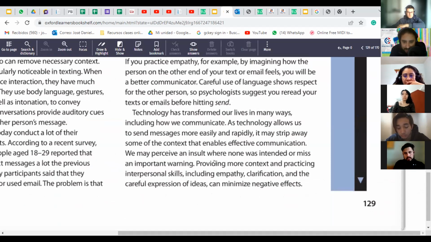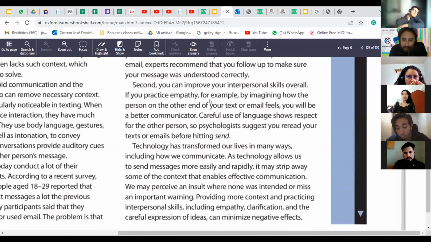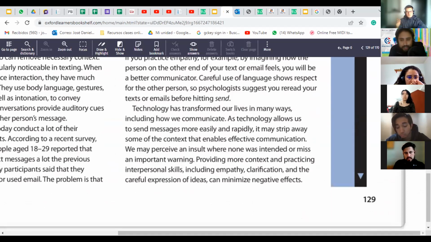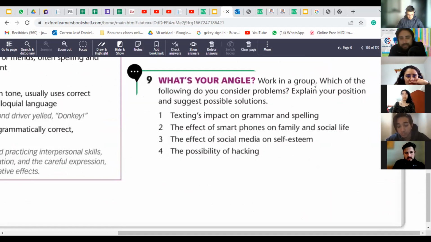There is a summary of the main points and ideas. Look, he says then, providing more context and practicing interpersonal skills, including empathy, clarification, and the careful expression of ideas can minimize negative effects. That's like a summary of this part. If you just read the last paragraph, you get a pretty good idea what the whole text was about. That is a very good conclusion. Something that doesn't just repeat the same words exactly as they were, but restates and paraphrases some of the most important ideas. Okay?